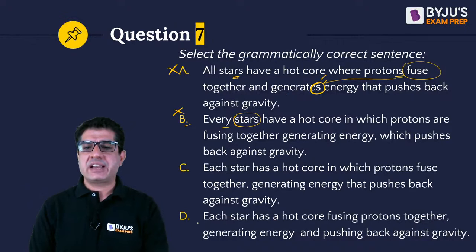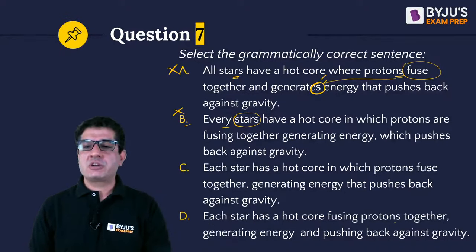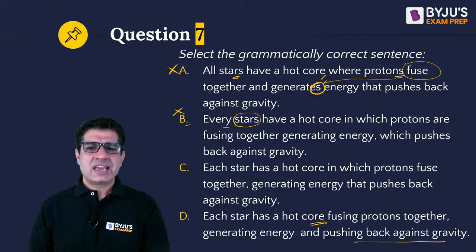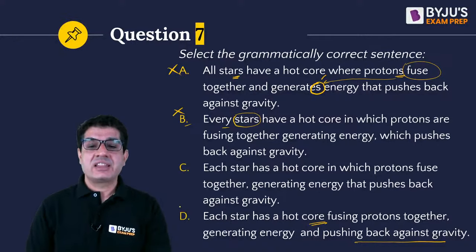That leaves you with C and D. So what is the difference? Each star has a hot core in which protons fuse together, generating energy that pushes back against gravity. Sounds fine. Anything wrong with D? Each star has a hot core fusing protons together, generating energy and pushing back against gravity. Is it the core that pushes back against gravity? It's not the core. And that is why this third part becomes meaningless here. It makes the sentence weird in terms of meaning, and that is why we can rule it out.